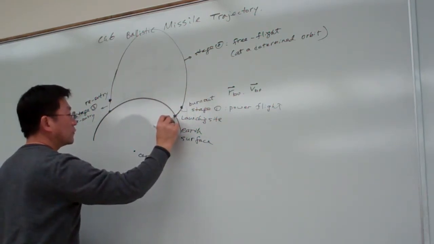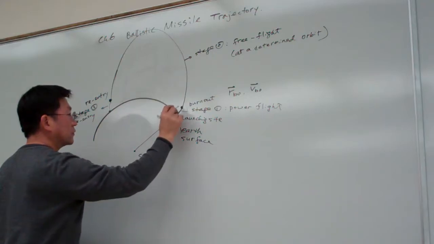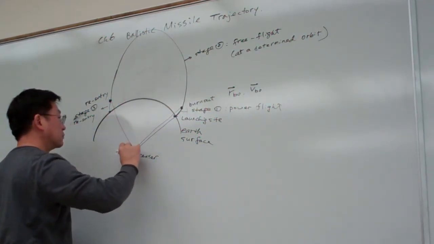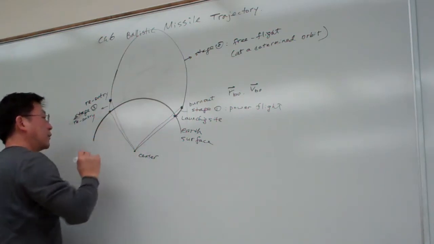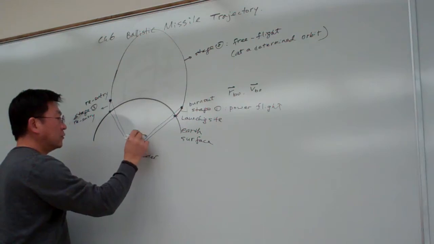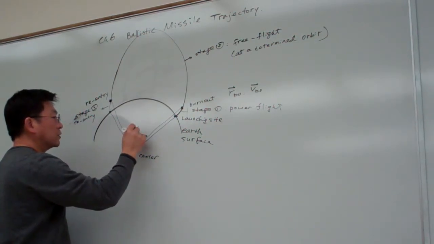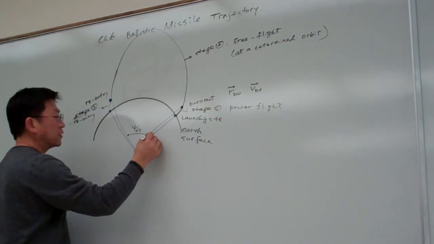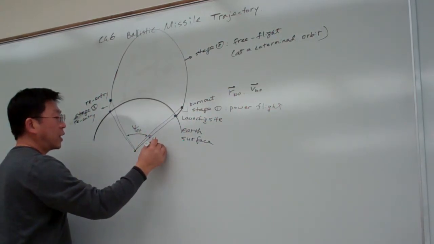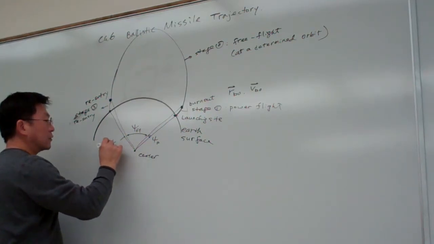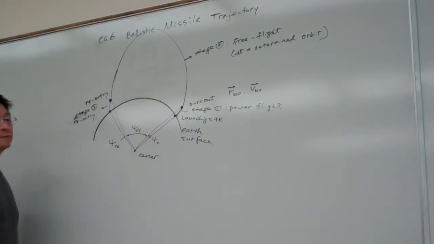So here we have three stages. So let me do this measurement. Sorry, my drawing is not so good, but that should be a straight line. So this is an angle, and let me call it the free flight angle, and this is another angle called the power flight angle, and this is another angle called the re-entry angle here.